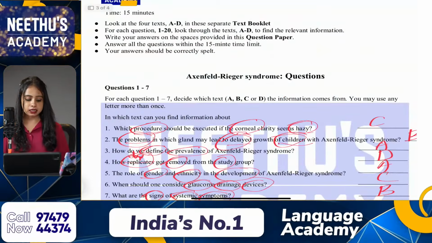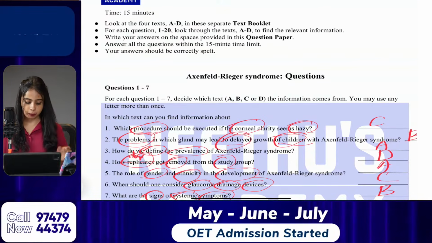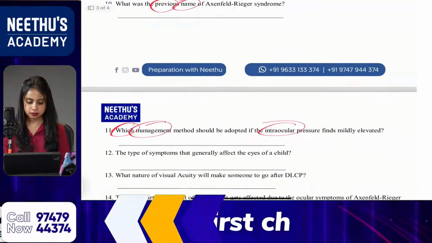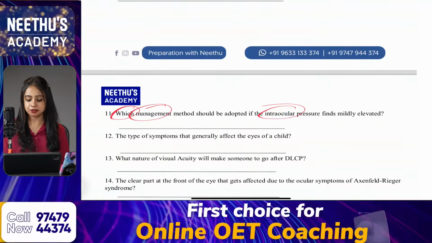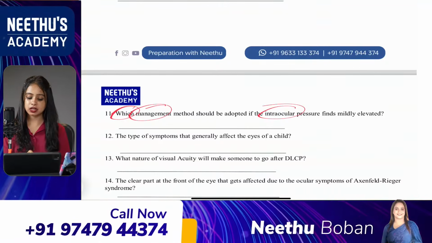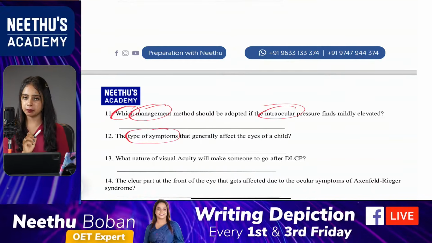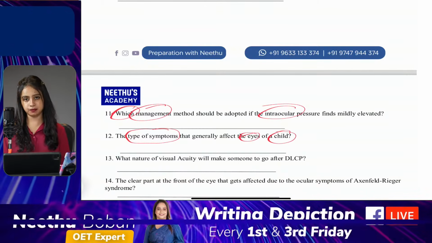Okay, Leah, Axenfeld anomaly, yes, it was 10th question, right? Very good. Okay, 12th one. So what is 12th? The type of symptoms that generally affect the eyes of the child. So they need the type of symptom. Which type? The name of the type. Symptoms that generally affect eyes, child.